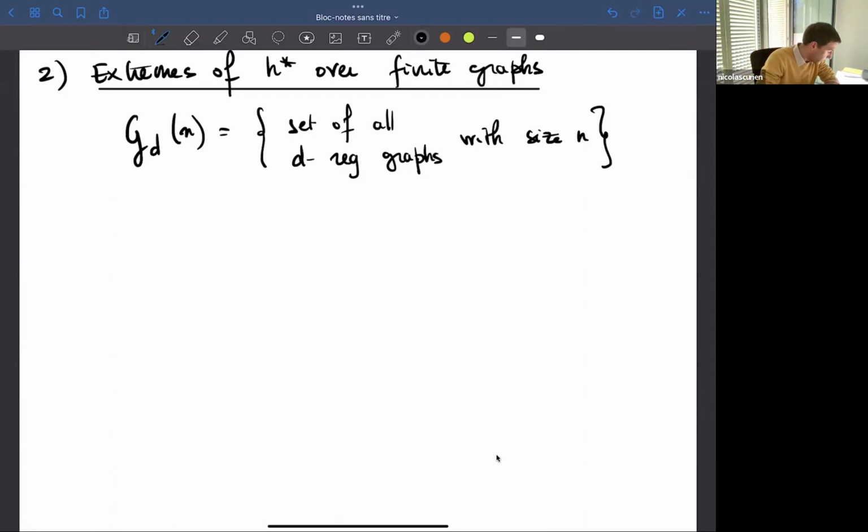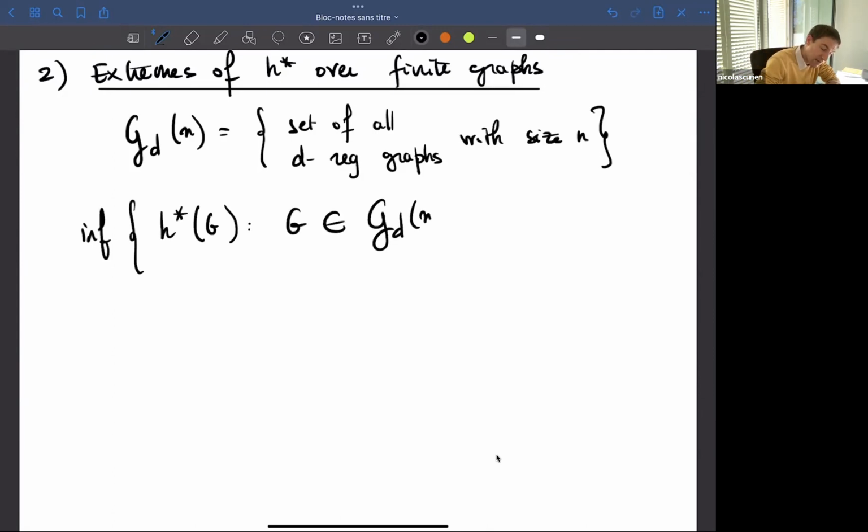So let's look at the infimum of all Cheeger constants of graphs G, where G runs over this set of graphs G_D(n). What is this infimum, and how does it behave when n is large? That should be very easy, right? The infimum of all Cheeger constants. And I claim that this is 0, that you can have very large D regular graphs with small Cheeger constant.